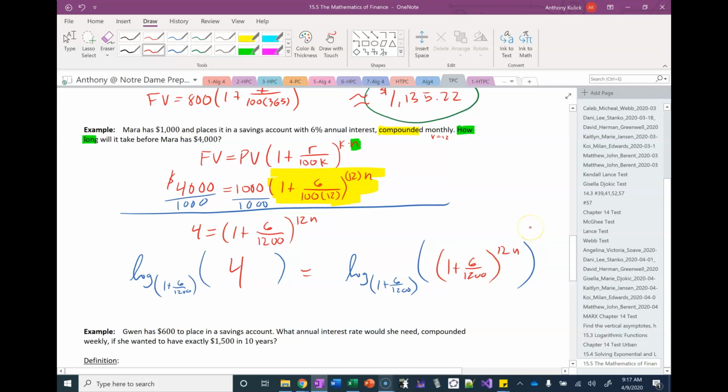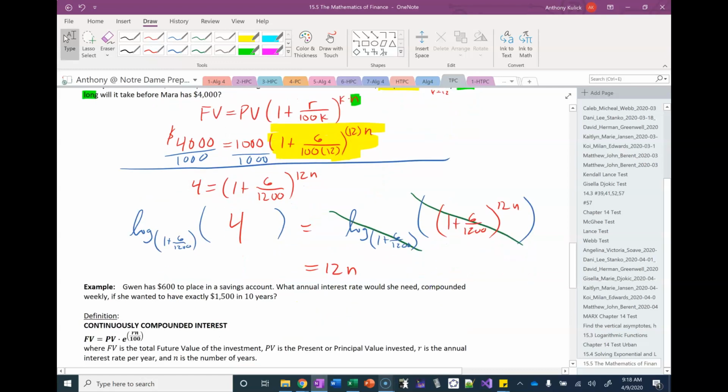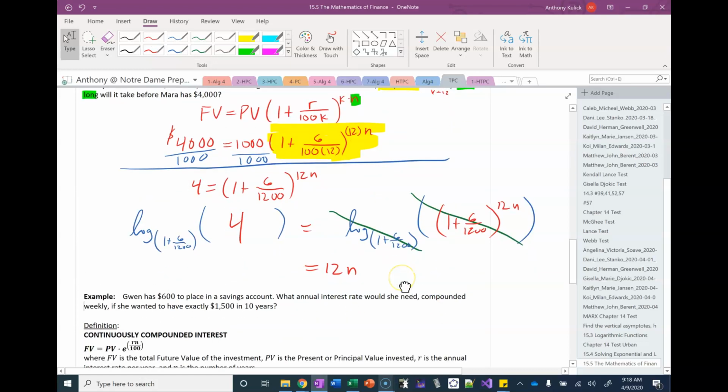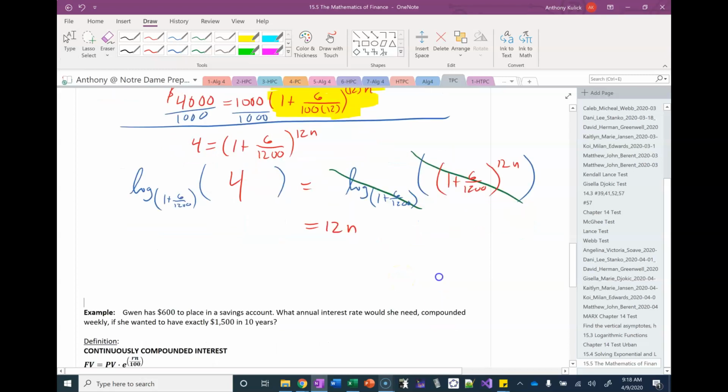Because my calculator can handle this. So those parts cancel. I'm left with 12n. And over here I have log base 1 plus 6 over 1200 of 4. And I need to now get the n by itself, so I'll just divide by 12.